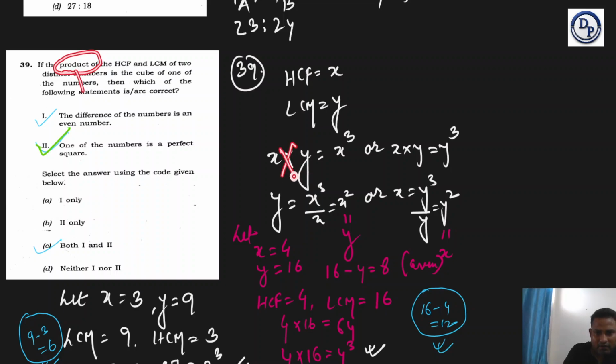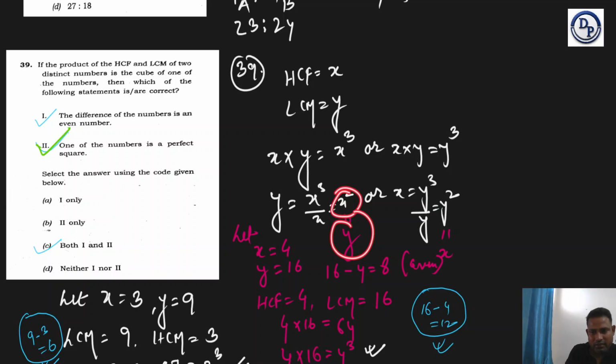So I found the product here. The product is the cube of one of the numbers. It could be x cube or it could be y cube as well. From here, we get y equals x cube by this. We got y equals x square. Here again, if you take y, transpose it toward the LHS, y cube divided by y, you get y square. So in this case, we get y square here.